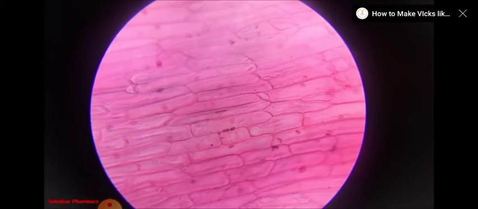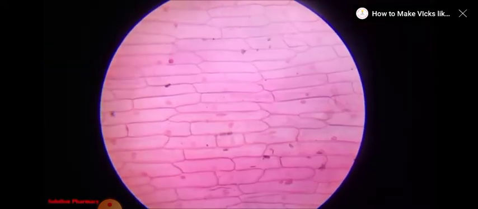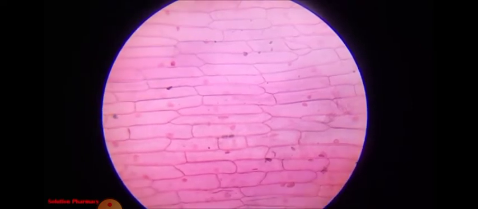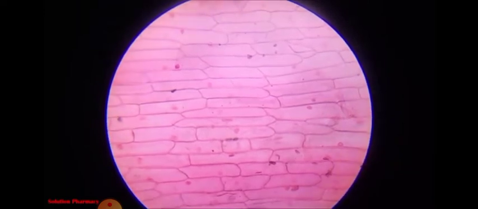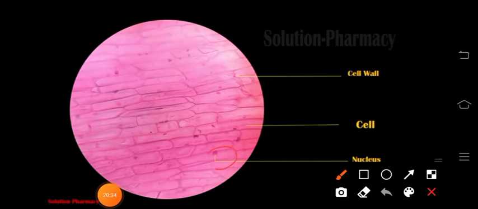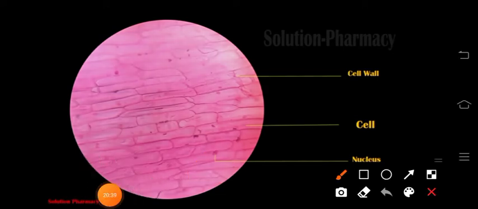Exactly the same it is there. This is zoomed in. You can observe each and every detail of it. So you can observe here that the linings are there, that is the cell wall. You can observe the nucleus also, and this is the cell, the gap which is present there.